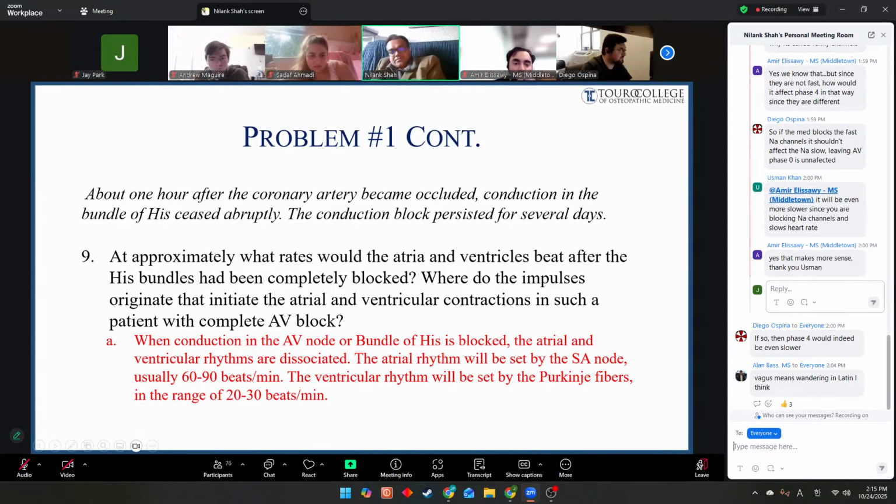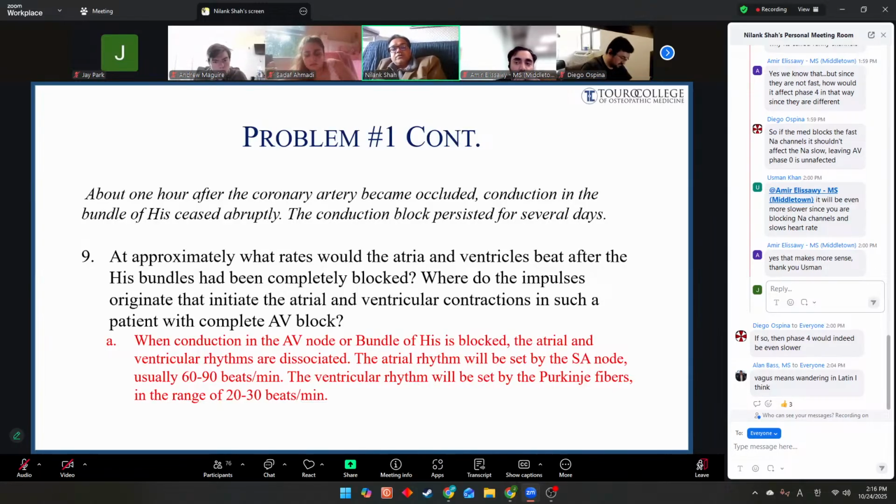Very good. 15 to 20. Right. Well, it's 20 to 30 or 15 to 20, whatever the book says. But the book is slightly not exactly correct. This is more correct, but it's fine. You go by the book. So it is definitely way less than the SA node, right?